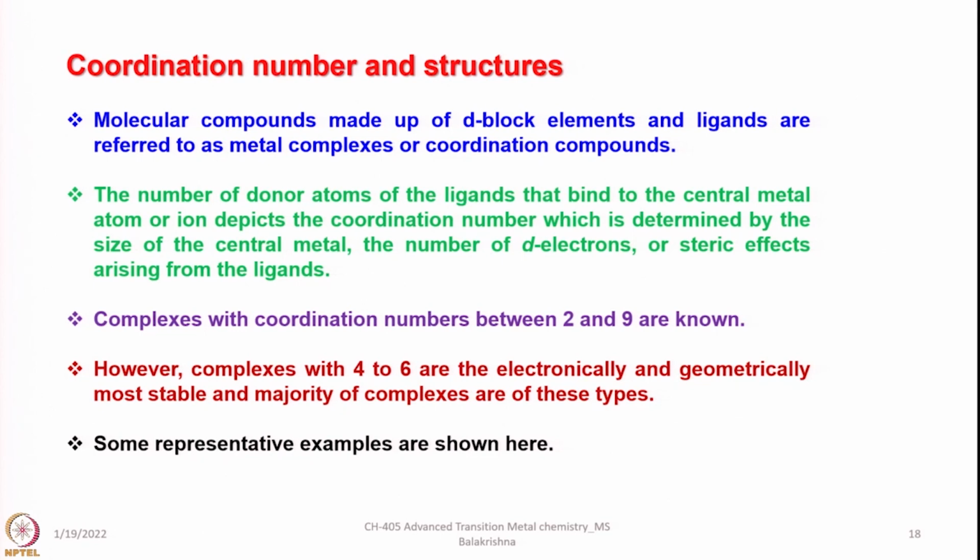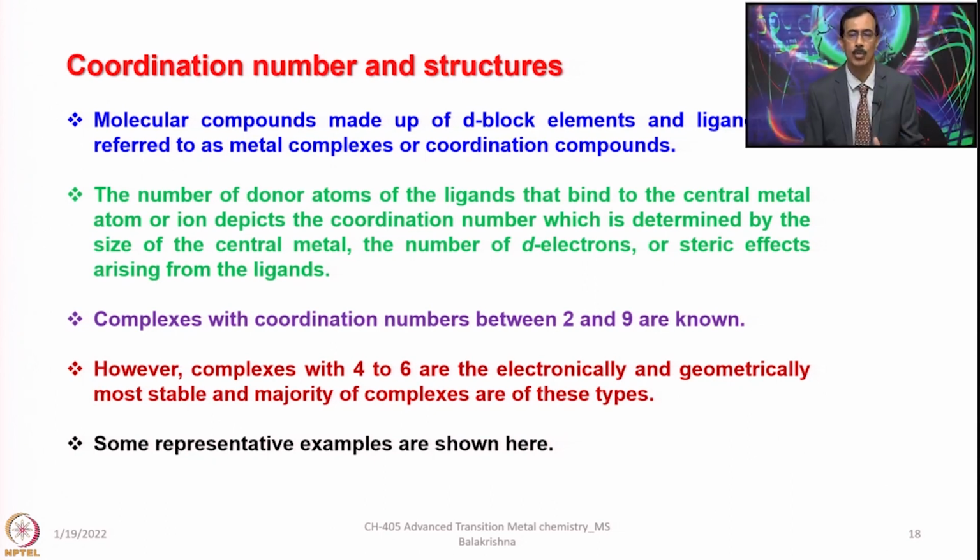Molecular compounds made up of d block elements and ligands are referred to as metal complexes or coordination compounds. That means, in order to call a compound a coordination compound, we should have a transition metal that has bonding to ligands coming from main group elements. They can be a group of atoms or a single atom or an ion which should have a pair of electrons that can be readily donated. So, we call it a ligand.